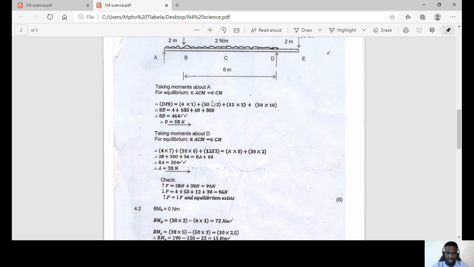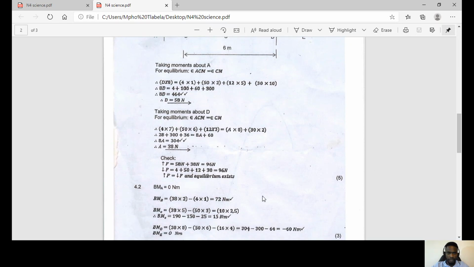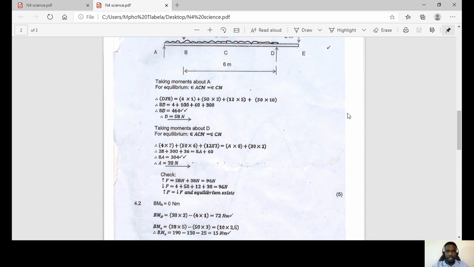Half of its distance, half of 5, is 2.5. And then you do the mathematics there. You multiply the brackets, and then you subtract. You get to 50 Newton meter. That is the bending moment at C. Apologies, now the bending moment at D.